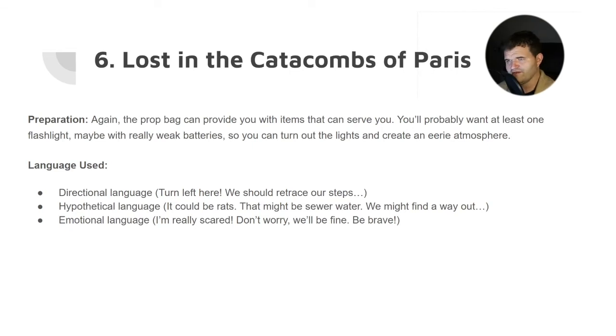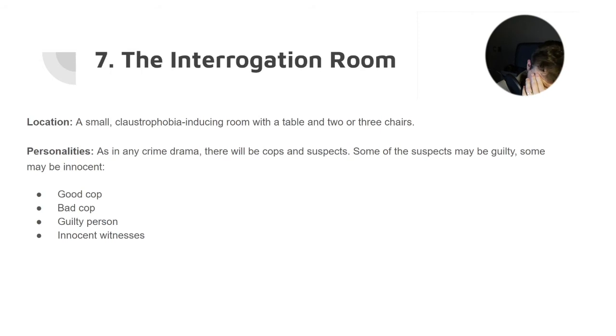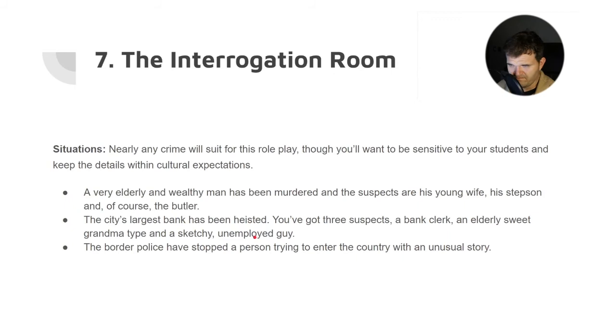in this interesting situation. And this one, the interrogation room. This is a small, claustrophobia-inducing room with a table and two or three chairs. This is where criminals go, or people who are suspected of being criminals go, and the police talk to them. So we can have a good cop, bad cop, a guilty person, innocent witnesses. So you'll need a crime, hopefully something pretty fun, appropriate for students. So be aware of that.